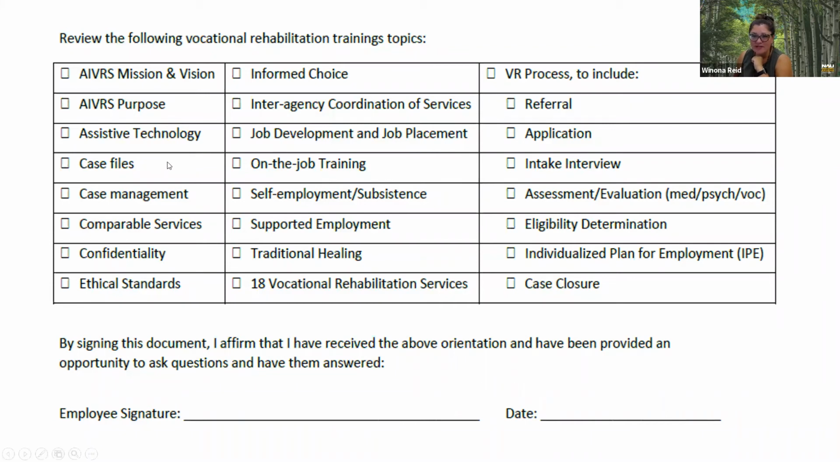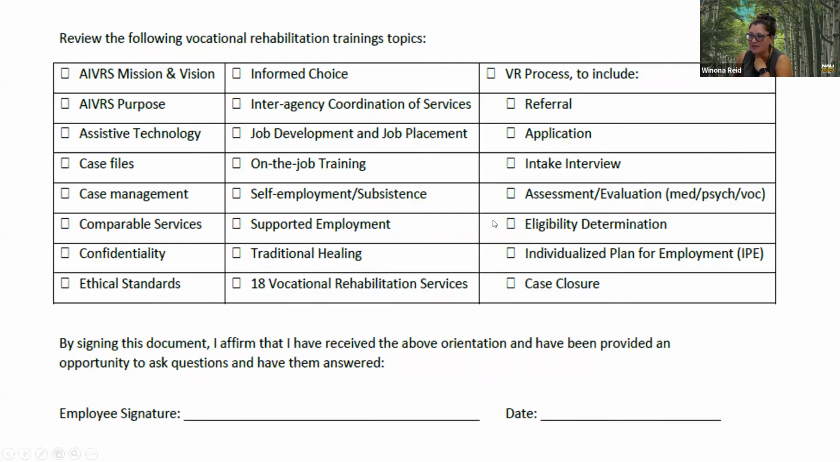You know, what is assistive technology? Maybe they need to take a visit to an assistive technology lab. What are case files? How do you handle your case management? What is confidentiality? What is on-the-job training? Talking about traditional healing services.